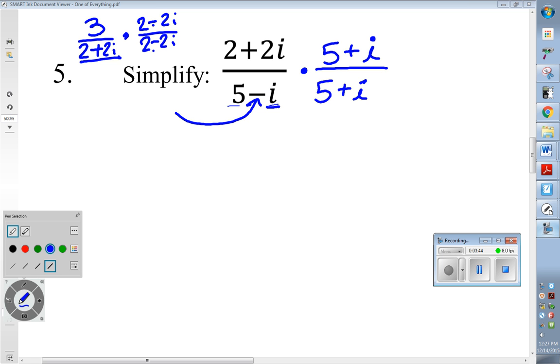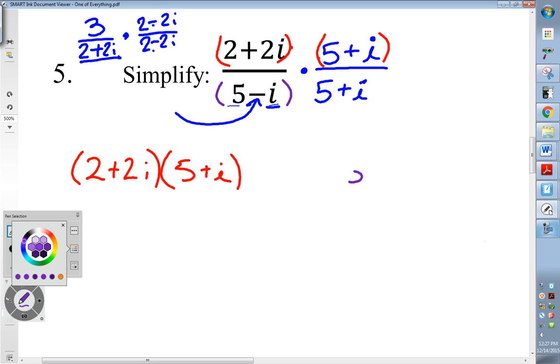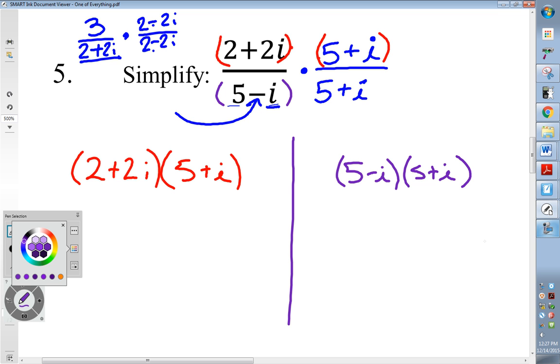So that's what we're going to do. We're going to take these two things and multiply them together. I'm going to take 2 plus 2i times 5 plus i and multiply them. Then I'm going to do the same thing with the bottom. On the bottom, I'm going to take 5 minus i times 5 plus i, and multiply that out. So this becomes just a multiplication problem down here.